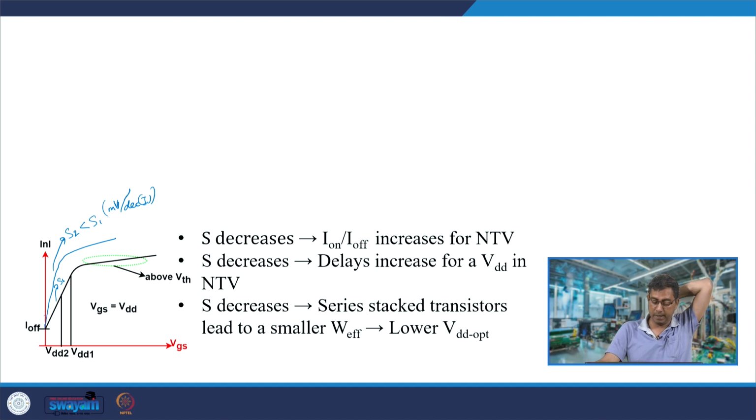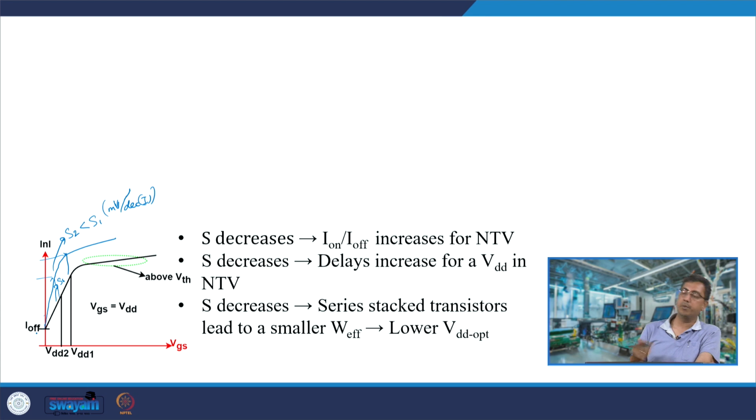So, if S decreases, then Ion by Ioff ratio increases for near threshold, because for these two values of VDD we would have had this current and this. If S is large, then for the same change in gate voltage, you would find a smaller change in the current I, and if S is small, you would find a larger change in current I for the same change in gate voltage.